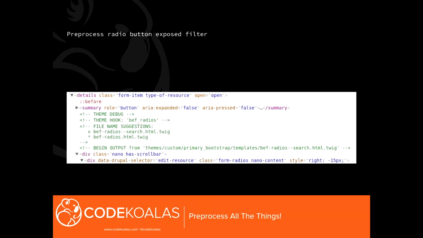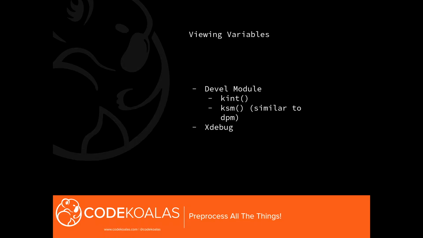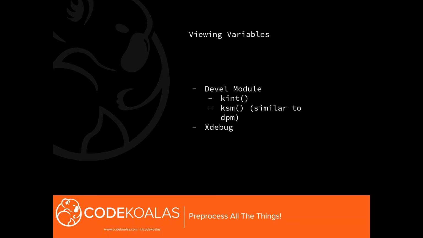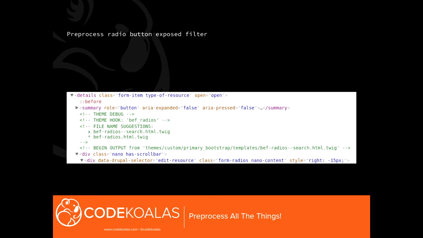So here's an example. If you wanted to modify radio buttons, I'm using here the Better Exposed Filters module. Does anyone use that? It's really good stuff. Well, the Better Exposed Filters radios will give you this, and the theme hook here is BEF radios. So if we wanted to hook into this and change either the file name suggestions, what content's given there, or add some classes to the divs wrapping around it, we would use theme preprocess BEF radios, instead of doing the theme preprocess node or page.